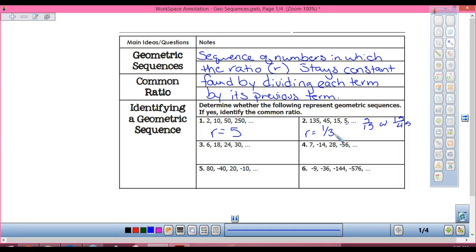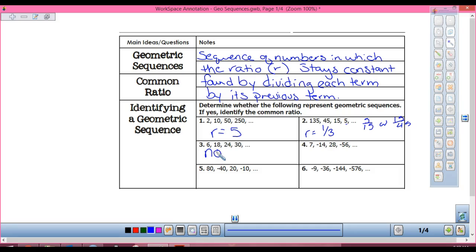What are they doing in number 3? They're adding 6. So is this a geometric sequence? It's not. What kind of a sequence is it? Arithmetic sequence, yep.